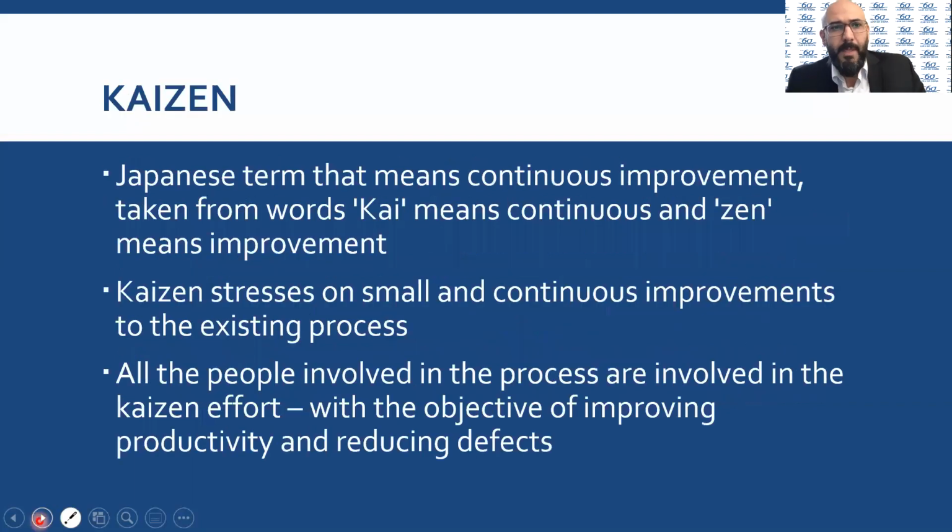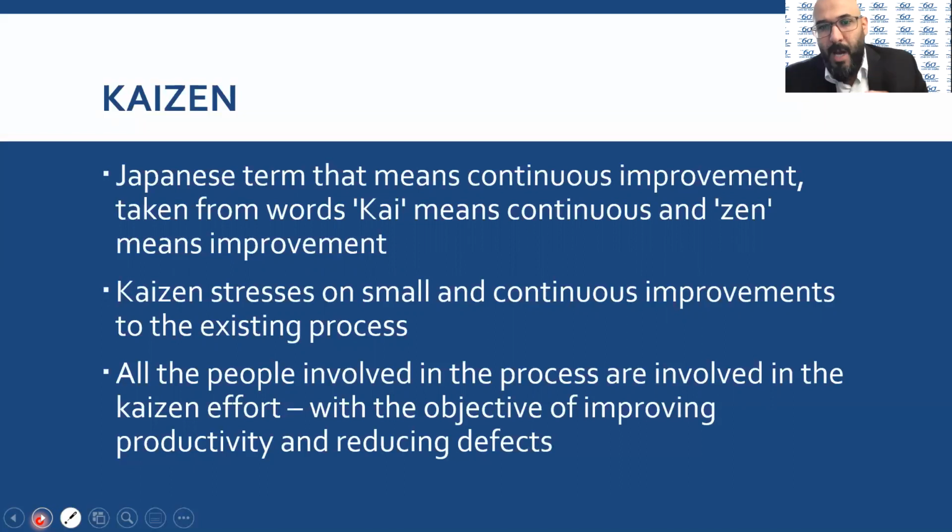Kaizen is a Japanese term that means continuous improvement, taken from the words kai, which means change, and zen, which means improvement. Kaizen stresses small and continuous improvement to existing processes. So look into the small and continuous improvement on existing processes. All the people involved in the process are involved in the Kaizen effort with the objective of improving productivity and reducing defects. This is the whole goal of Kaizen.